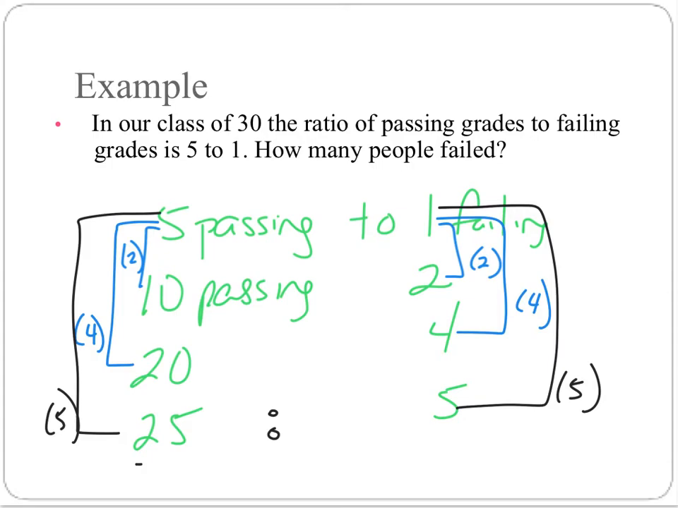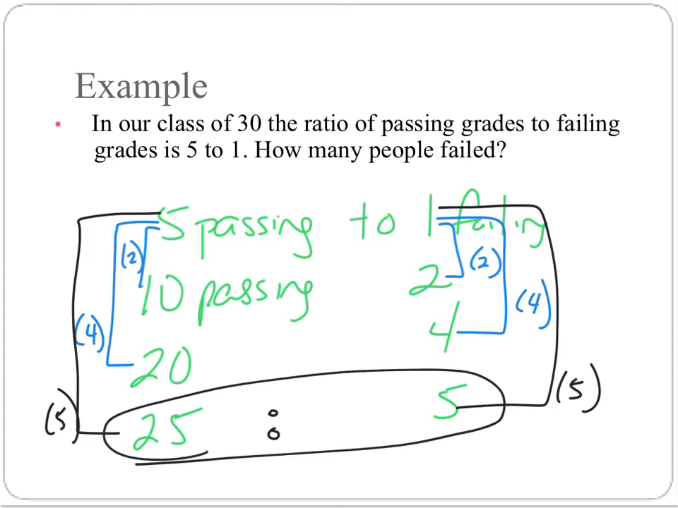Now this last one is my answer, because the last one tells me how many people failed. Remember, this is passing grades to failing grades. So the first number is passing, the second is failing. So I had 5 people that failed in this class.